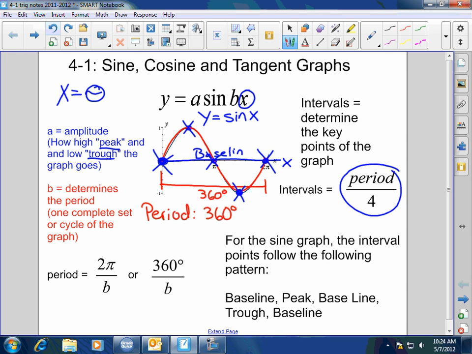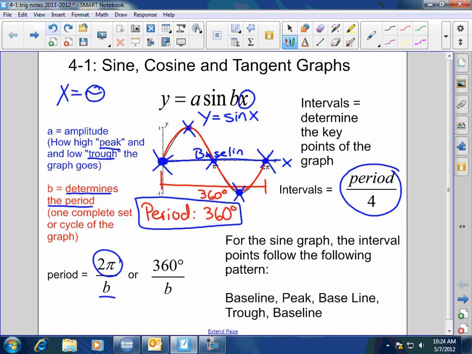No, B does not equal 360. The period equals 360. B is going to determine your period. You're going to take 2 pi and divide it by the B, or 360 divided by the B. No, I never said it was. B determines the period. But the period of a sine and cosine is 360.